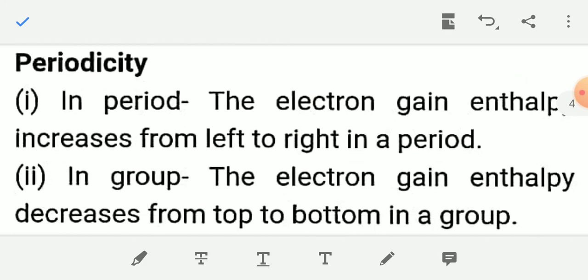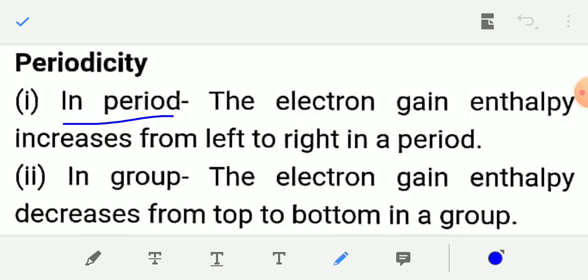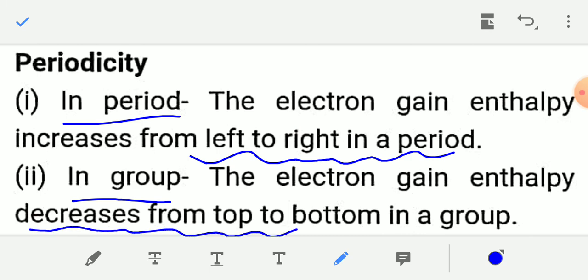Now, periodicity in electron gain enthalpy. In a period, the electron gain enthalpy increases from left to right. And in a group, the electron gain enthalpy decreases from top to bottom.